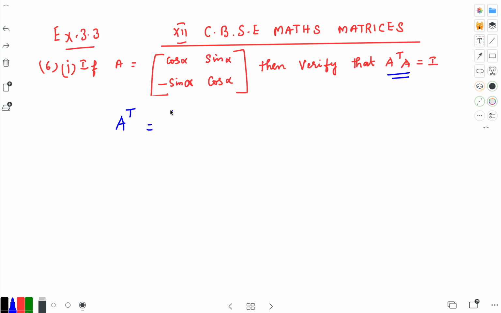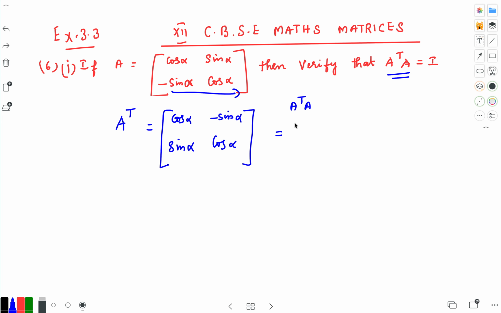How to find A transpose? Transpose is interchanging the rows and columns. You write the first row as the first column: cos alpha, sin alpha. Second row as the second column: minus sin alpha, cos alpha. Then we have to find A transpose A.